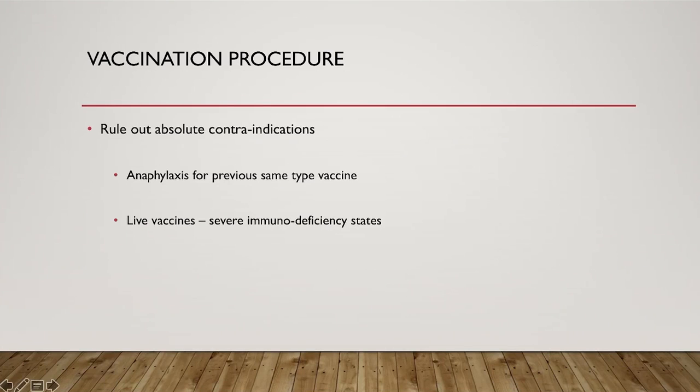So before a vaccination, we need to rule out absolute contraindications. And in vaccination, there are very few absolute contraindications. The two most common are: if there is an anaphylaxis reported with the previous same type of vaccine, then that vaccine should be avoided. And live vaccines are avoided in severe immunodeficiency states.